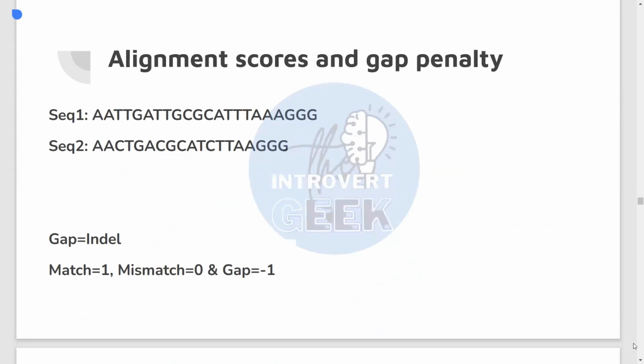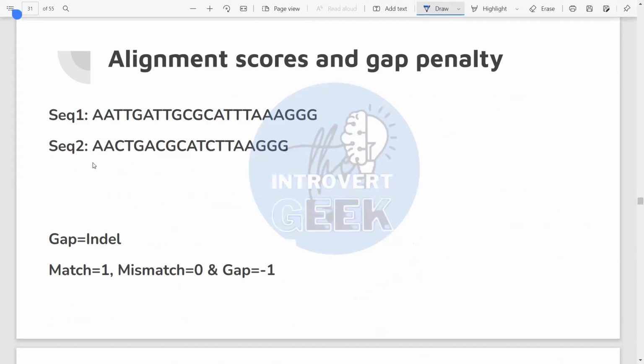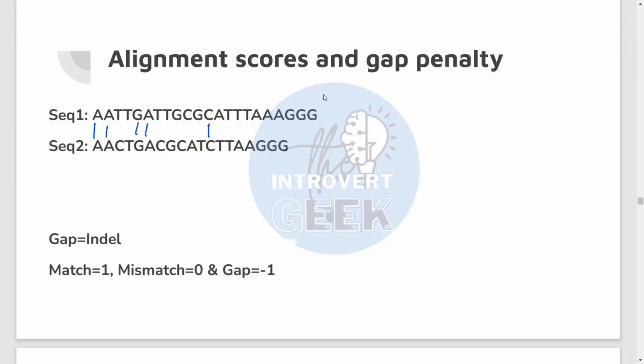You have to understand this very, very well, so pay attention. If I tell you to align this sequence, normally what you would have done is, okay, these are matching residues. So A matches with A and A matches with A. Now T doesn't match with C, so you will leave it. Then these two match. So only 5 matches are there.